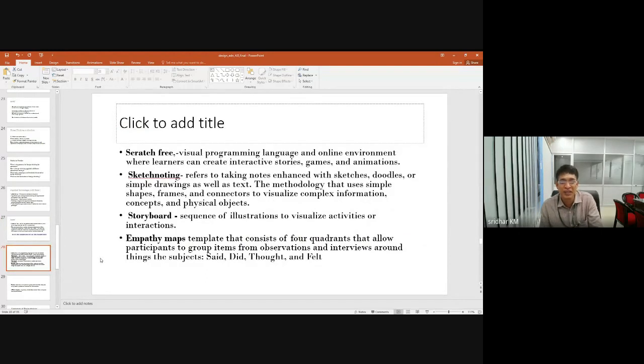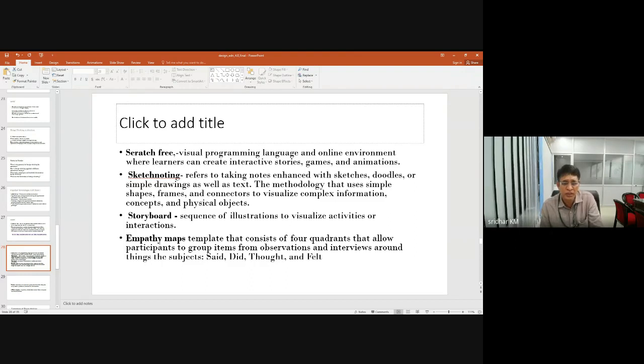It's a visual programming language and online environment where learners can create interactive stories, games, and animations. Basically, if you want to create any animations for the particular problem, you can do it. Then sketchnoting, it's taking notes enhanced with sketches, doodles, or simple drawings. So simple shapes, frames, and connectors to visualize complex information can be visualized through physical objects. This is called sketchnoting. It's a software.